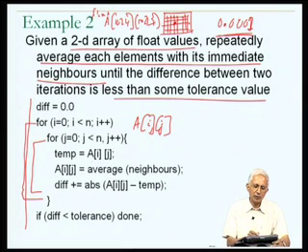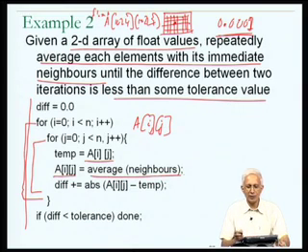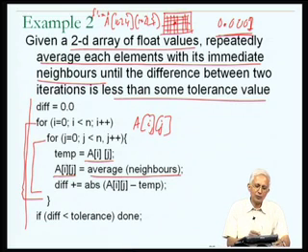So I take the old value of a of ij, and then I compute the new value of a of ij by computing the average of the value of a of ij and its neighbors. So this is going to be the new value of a of ij.